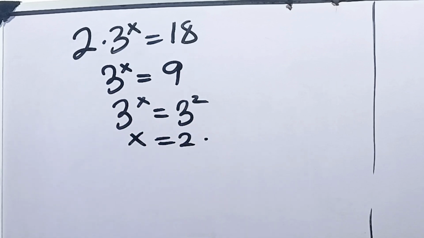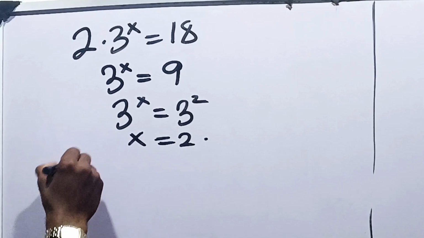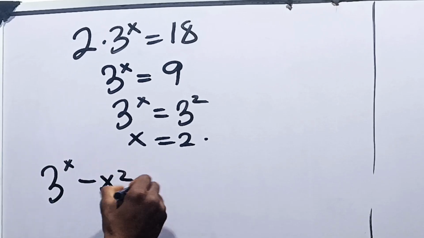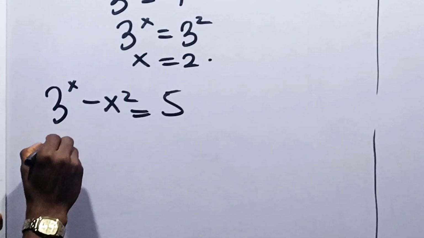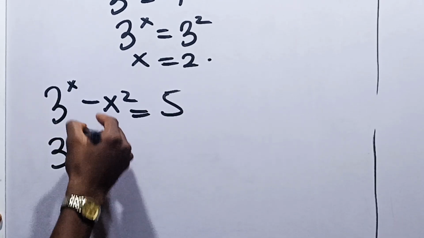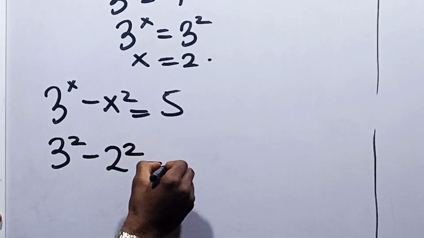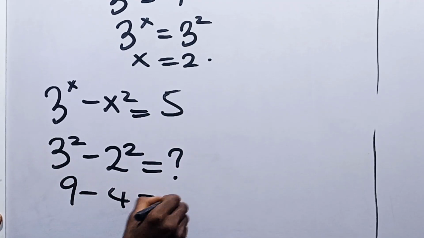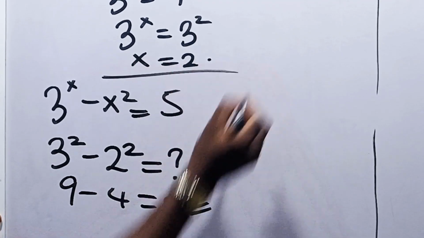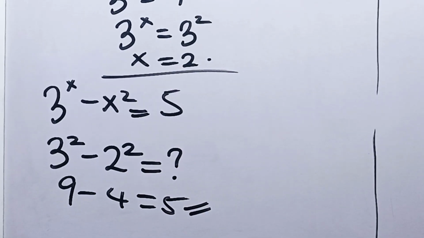So we can bring back the second equation to check it. We have that 3 raised to power x minus x squared is equal to 5. Let's test if this 2 is correct. Put 2 here, we have 3 squared minus 2 squared, which is equal to what? 3 squared is 9, and 9 minus 4 is 5. So you have that x equal to 2 is the correct answer to this equation.